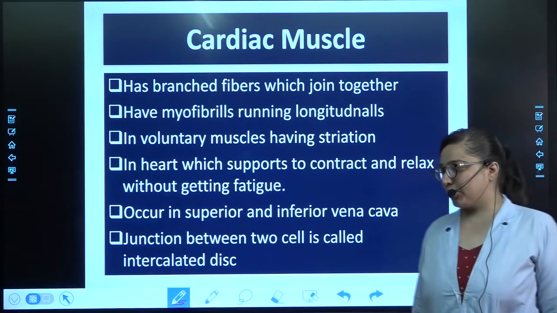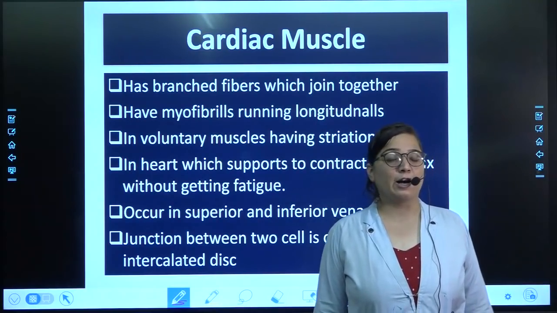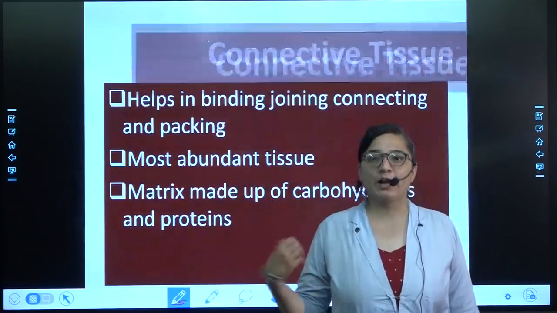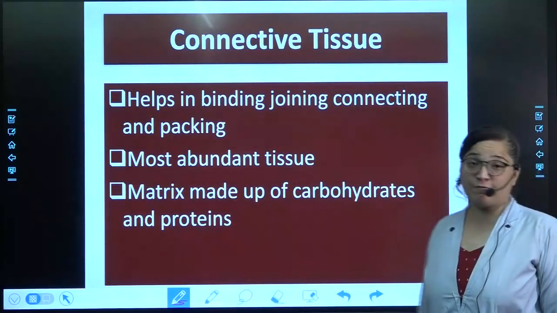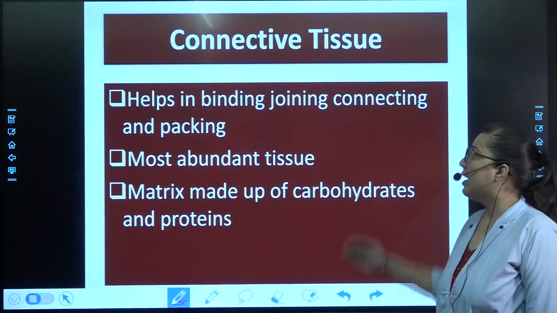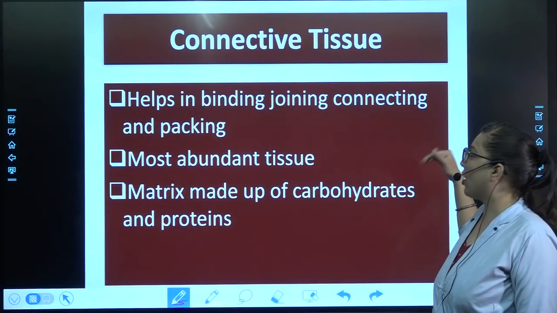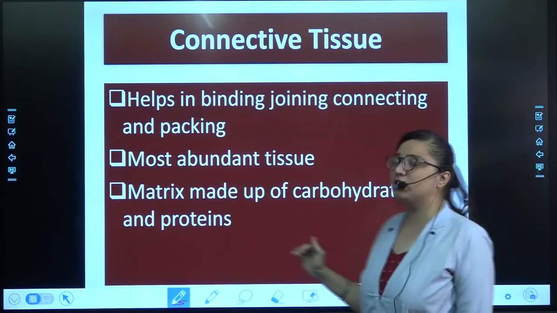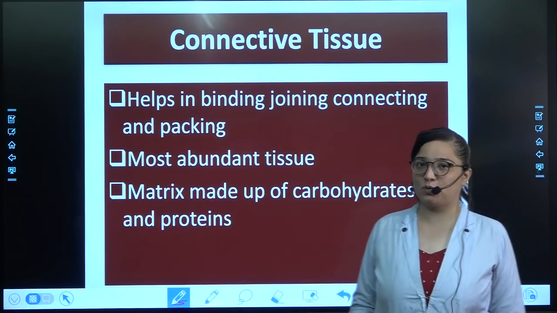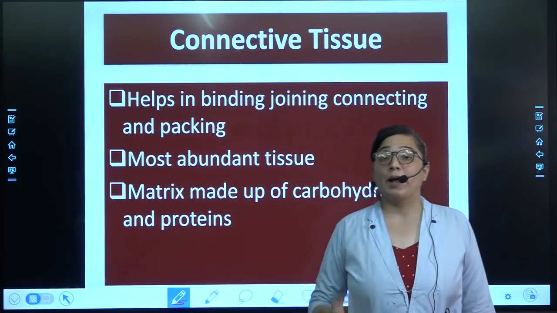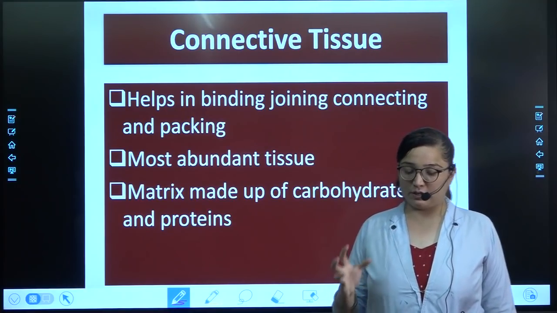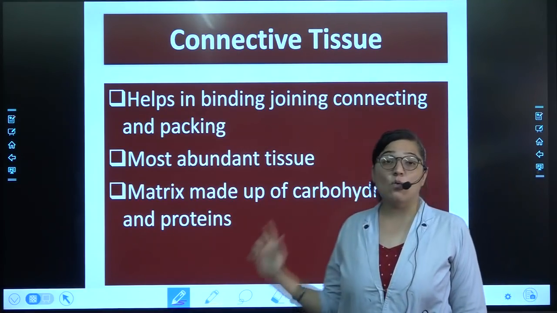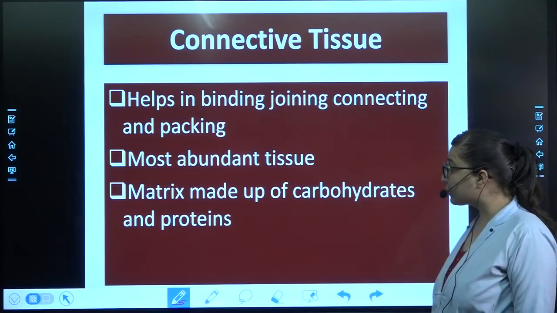Then the next particular type of tissue, which is connective tissue. Here it is. What is the basic function of connective tissue? It will help in binding, joining the connective tissue and packaging. It is the most abundant tissue that is ever found. Maximum proportion, the tissue which is found is this, which is connective tissue.